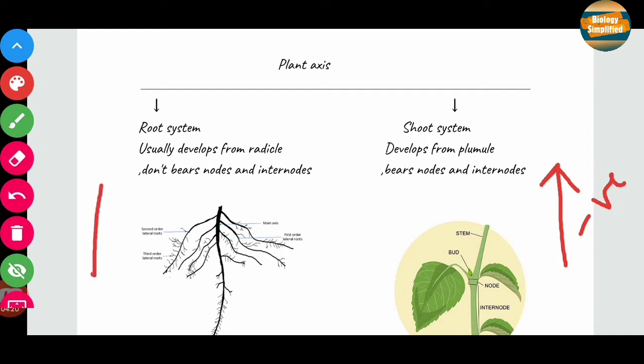And the root system is positively geotropic, as it usually develops underground. Here we can see the root system. This is known as the main root or the primary root. From this particular root, secondary roots arise. These are lateral roots. From the secondary roots further roots extend, which are known as tertiary roots, and tertiary roots may also bear rootlets. Rootlets are a further extension of tertiary roots, basically the root hairs. So this is how the plant axis is divided.